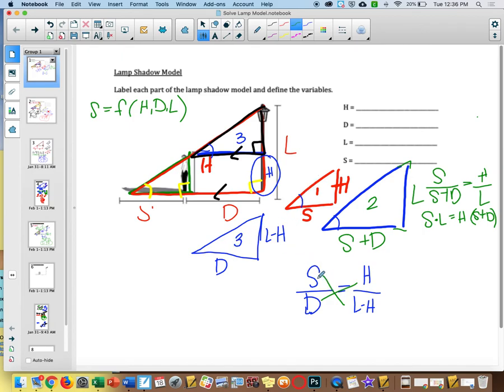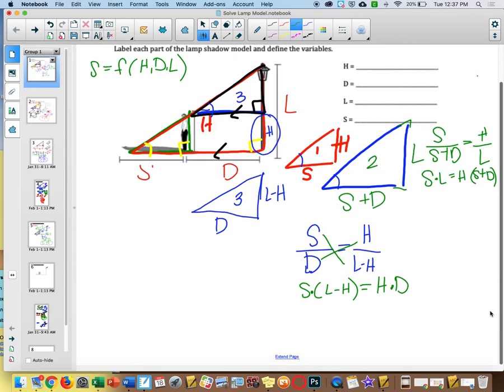All right, so here we go. S times L minus H equals H times D. Now, we just got done doing a bunch of problems like this using numbers here. So we might distribute and then divide to solve. However, we just want the equation that says S equals. Would you agree that this right now says S times L minus H? We want to get S by itself. What's the opposite of times?